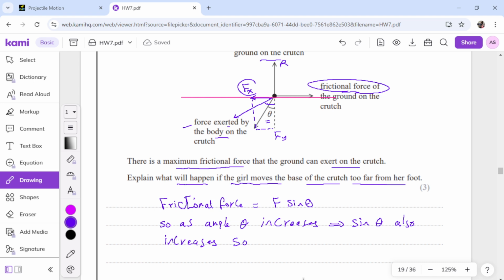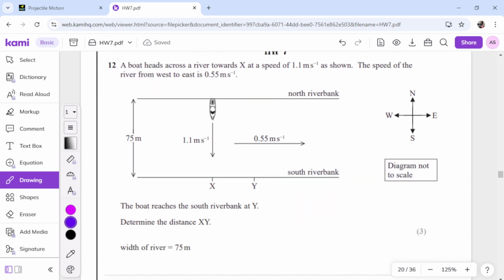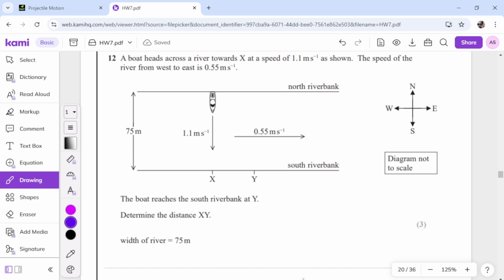So frictional force increases. Okay, so this will be the answer for this part. Now we have question 12.